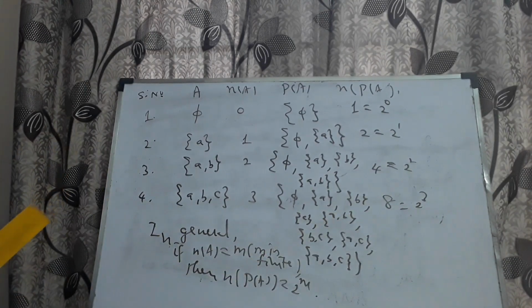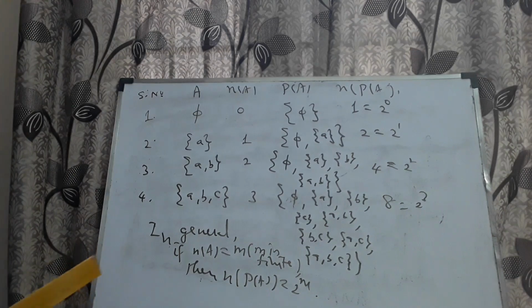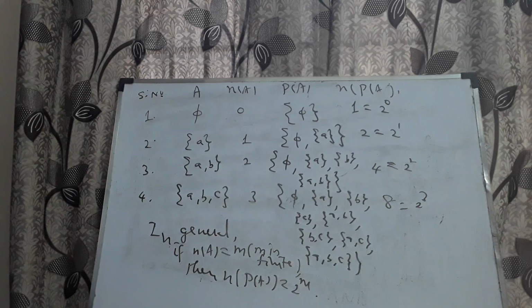Now, in general, if there are m elements in a set A, the number of elements in the power set will be 2 power m. These are the basic concepts you are supposed to remember.